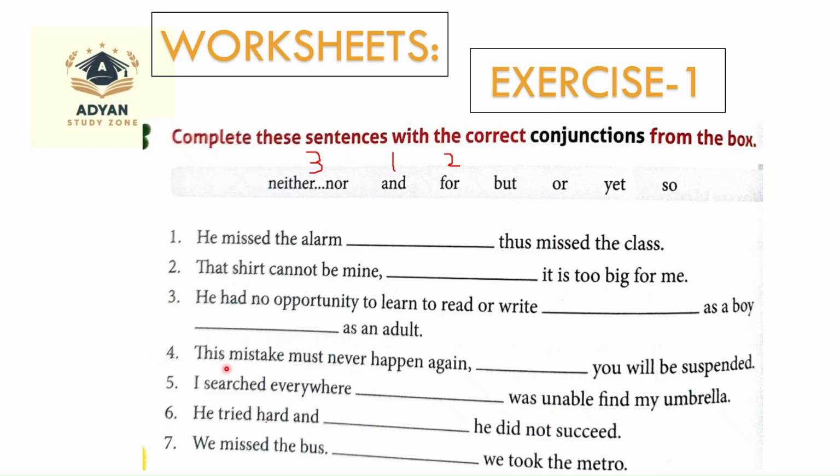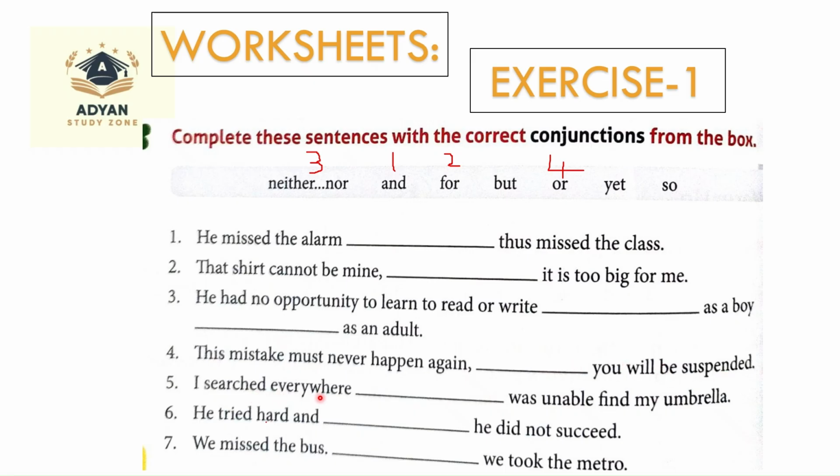Fourth is, this mistake must never happen again, dash you will be suspended. So the correct conjunction is or. So this mistake must never happen again or you will be suspended.